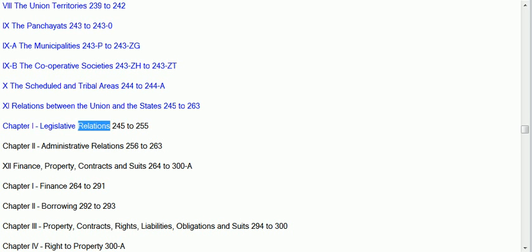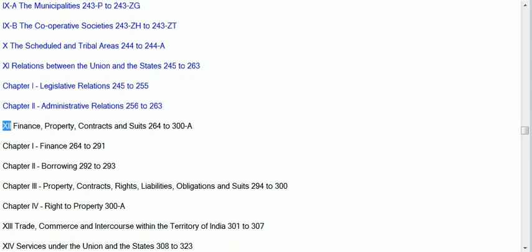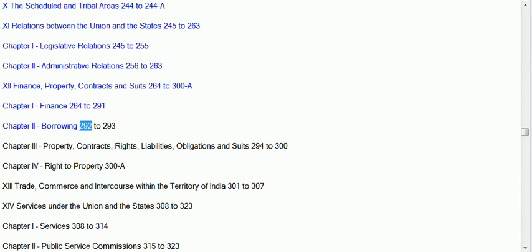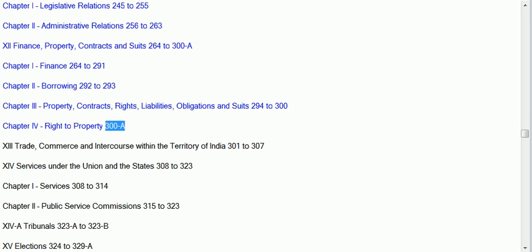Chapter I Legislative Relations, 245 to 255. Chapter 2 Administrative Relations, 256 to 263. 12 Finance, Property, Contracts, and Suits, 264 to 300A. Chapter I Finance, 264 to 291. Chapter 2 Borrowing, 292 to 293. Chapter 3 Property, Contracts, Rights, Liabilities, Obligations, and Suits, 294 to 300. Chapter 4 Right to Property, 300A.